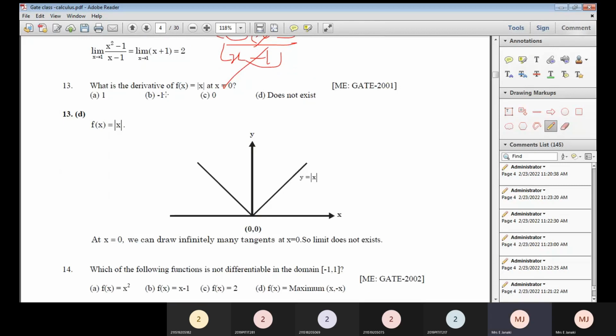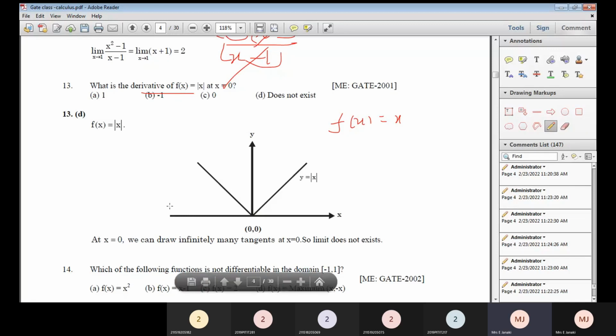What is the derivative of f of x is equal to modulus of x at x is equal to 0? You can differentiate directly if f of x is equal to x. F of x equal to x means f dash of x is equal to 1. But if f of x is equal to modulus of x, you cannot differentiate directly because you define it in two ways. X takes two different values.